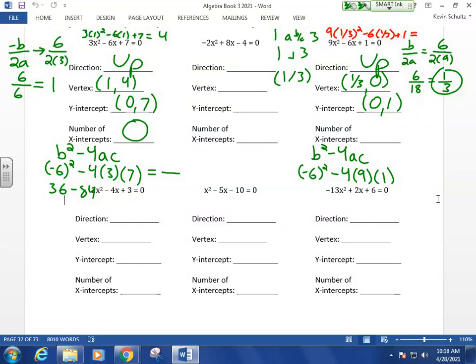You can probably mentally see that -6 squared is 36. And 4 times 9 times 1 is also 36. And 36 minus 36 equals 0. So if nothing else here, the fact that the discriminant tells us we only have 1 x-intercept verifies our vertex is correct because those two things match, right? If we had gotten a vertex on the x-axis, but then something other than 1 from the discriminant, then we'd be in some trouble. But everything looks good. Okay?